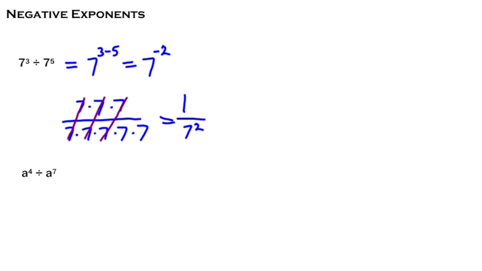So what we can see, hopefully, here and here is that 7 to the negative 2nd is the same thing as 1 over 7 to the 2nd. So I've made that negative exponent positive by moving it over to the denominator.